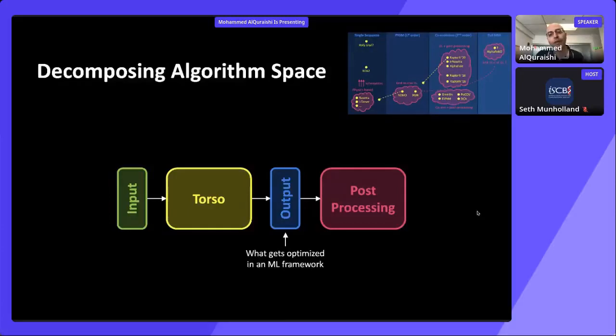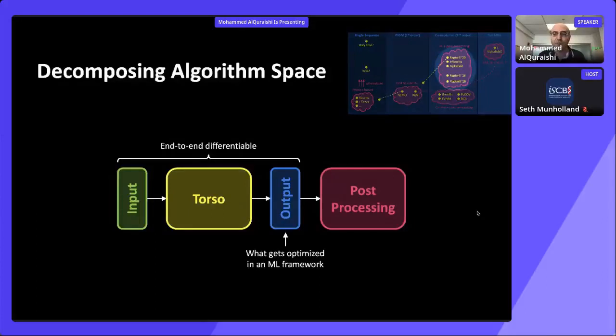And this is important for several reasons. But when one speaks of an end-to-end differentiable approach, it's really about what the output is and whether the output includes the 3D structure itself. Because that is the part that actually gets differentiated through in an optimization framework.